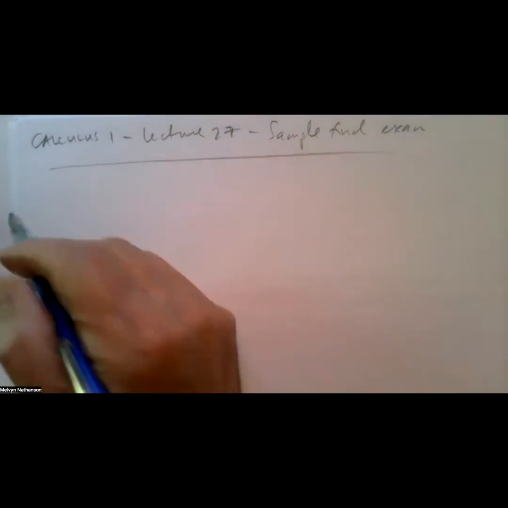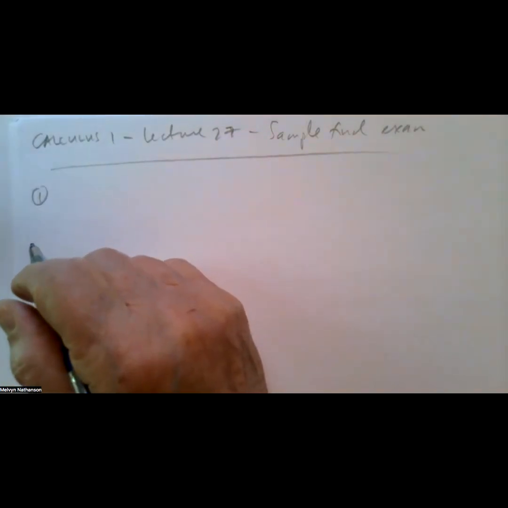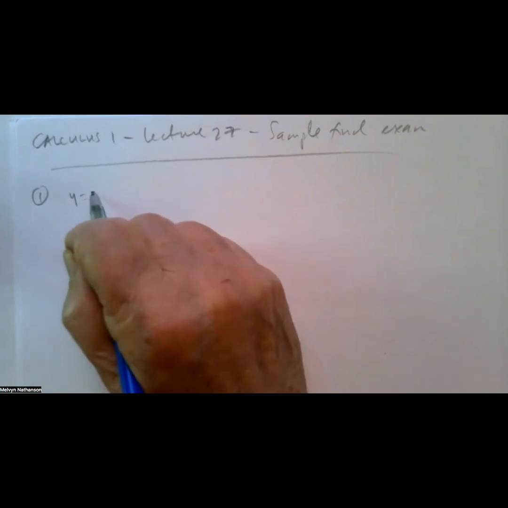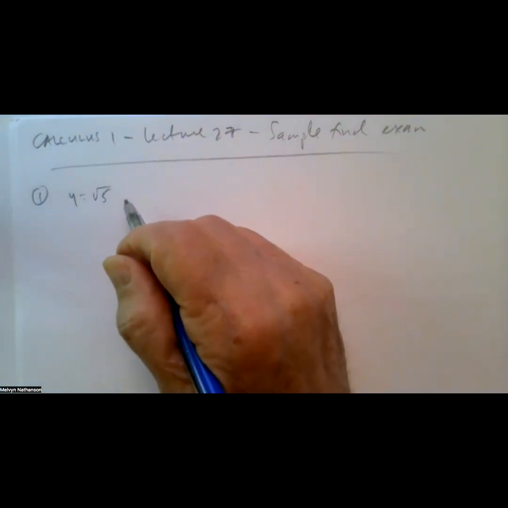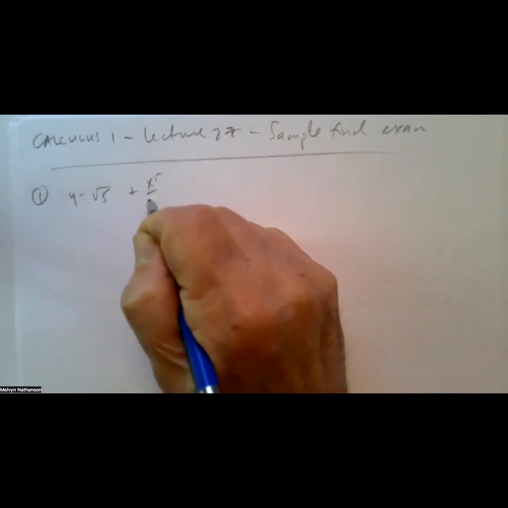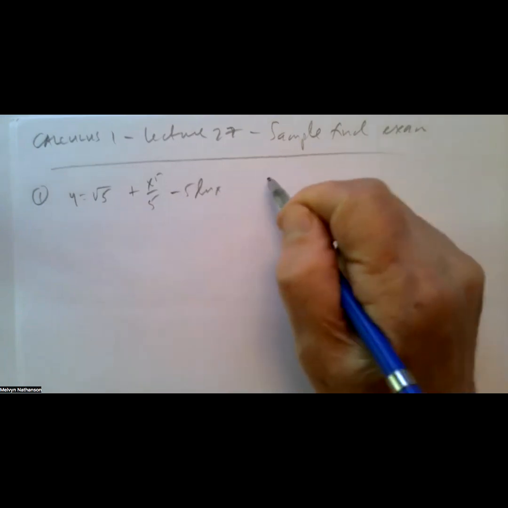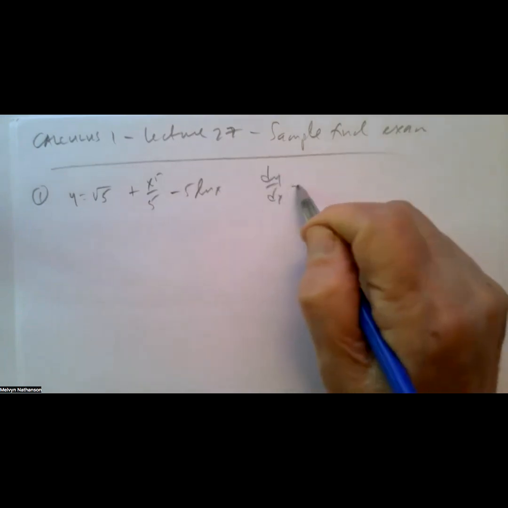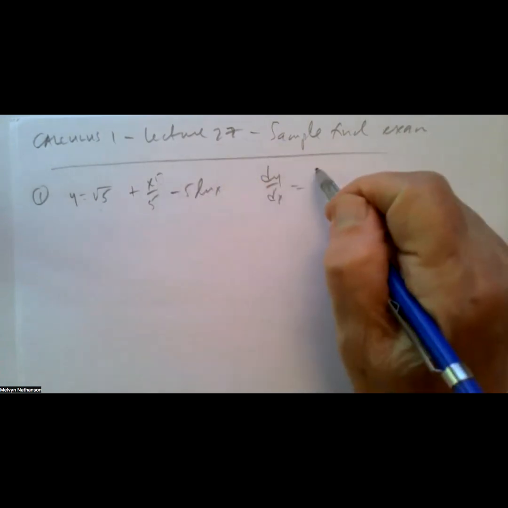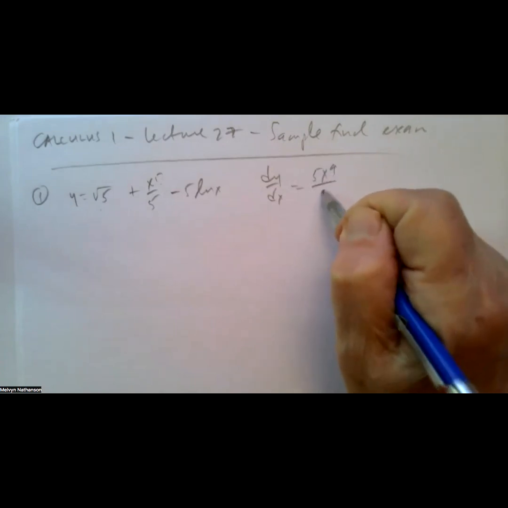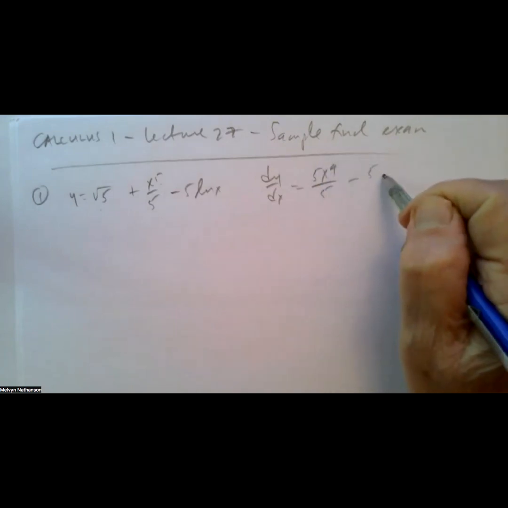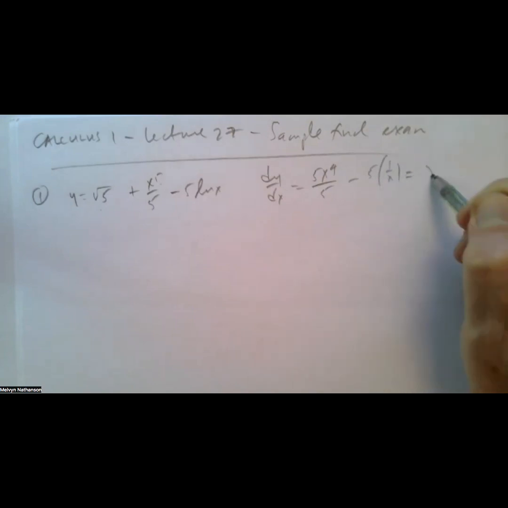So there are 20 questions, and in problem 1, we have the function y equals square root of 5 plus x to the 5th over 5 minus 5 log x, and we want to find dy/dx. The derivative of a constant is 0. The derivative of x to the 5th is 5x to the 4th over 5. The derivative of log x is 1 over x. So we get x to the 4th, the 5's cancel, minus 5 over x.